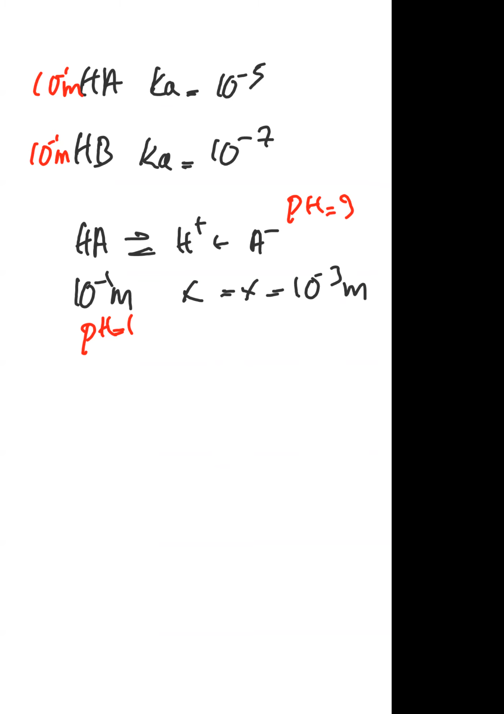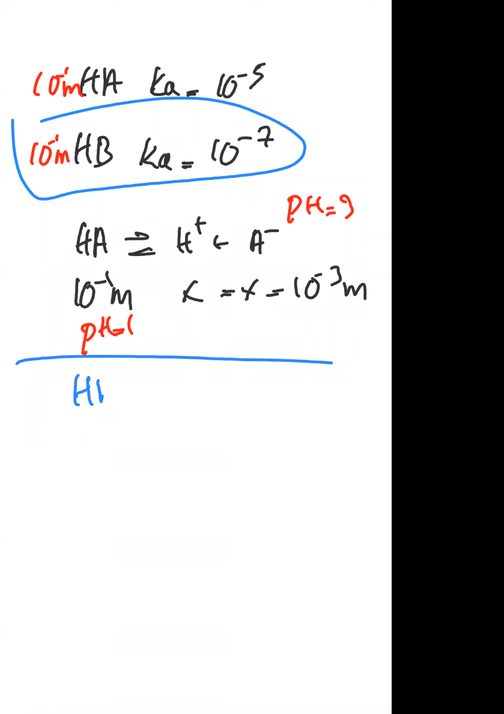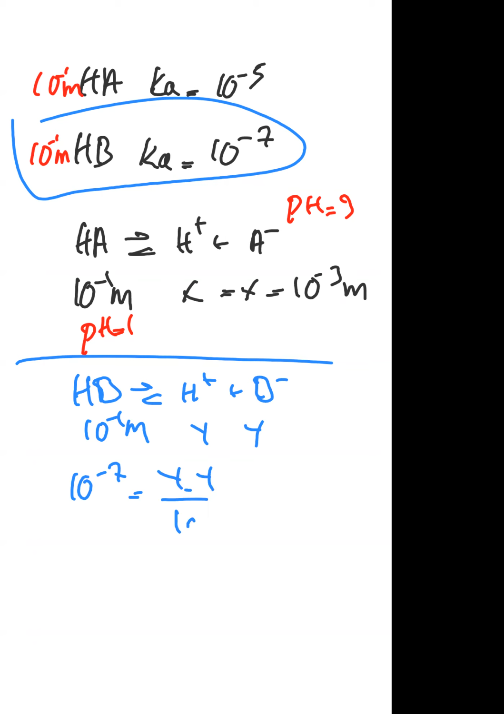Okay, let's make calculations for the HB. The HB has the same story. It will ionize partially with the starting concentration 10 to minus 1. Let's put Y's for concentrations of ions. Then 10 to minus 7 will be equal to Y times Y, so Y will be 10 to minus 4 molar, okay? And pH will be what? The pH will be 4.